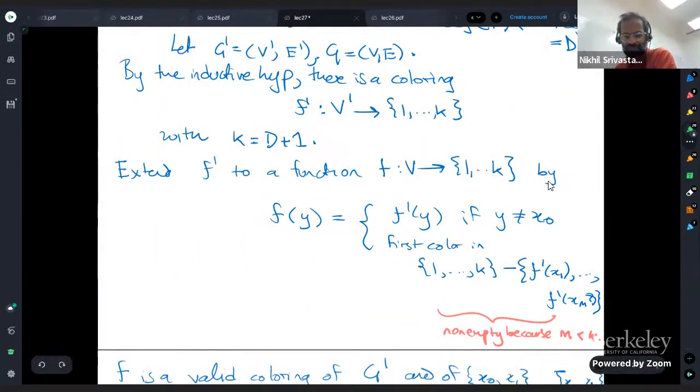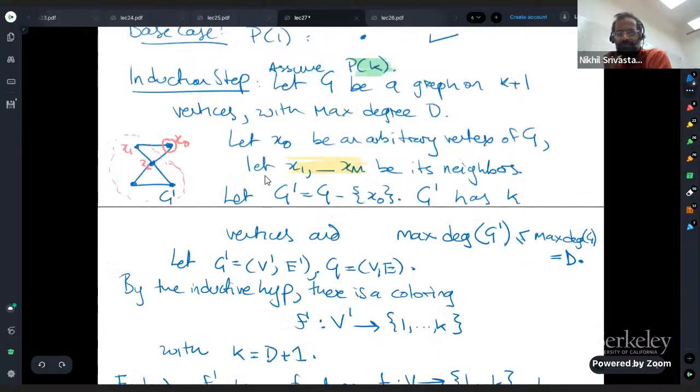So the key point was that this was non-empty. This is where the degree bound was used. One remark I want to make about this and the proof of Euler's theorem is that these proofs give us algorithms for actually computing these things. This is actually an algorithm for finding a coloring of a graph. It's a recursive algorithm for finding a coloring.